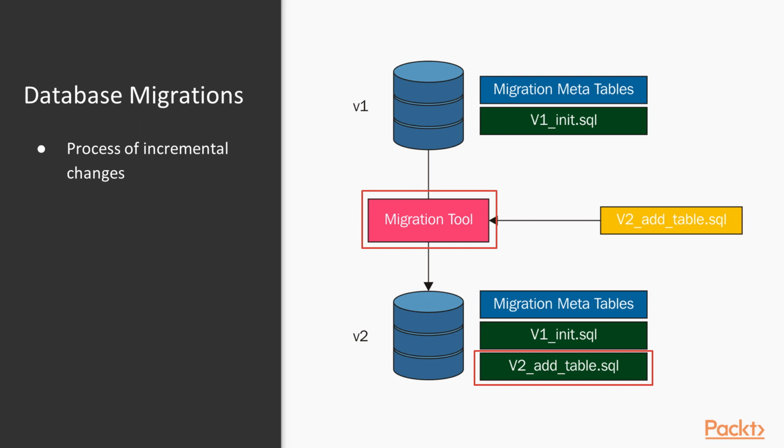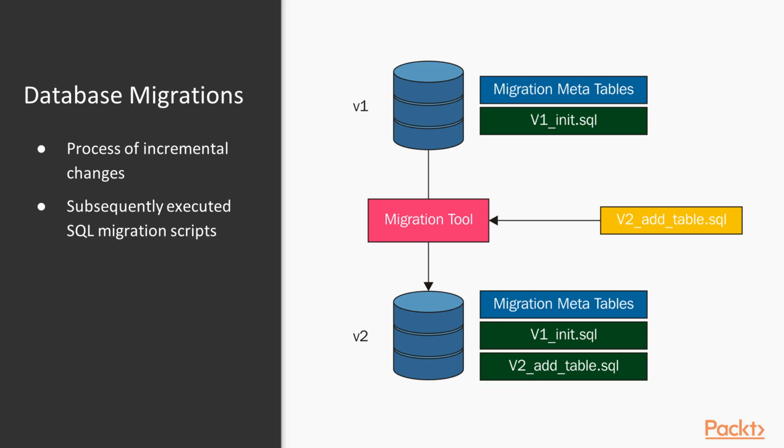When we want to update the schema, we provide the changes in the form of an SQL file, such as v2_add_table.sql. Then we need to run the migration tool that executes the given SQL file on the database. It also updates the metatables. In effect, the database schema is the result of all subsequently executed SQL migration scripts. Next, we will see an example of a migration.